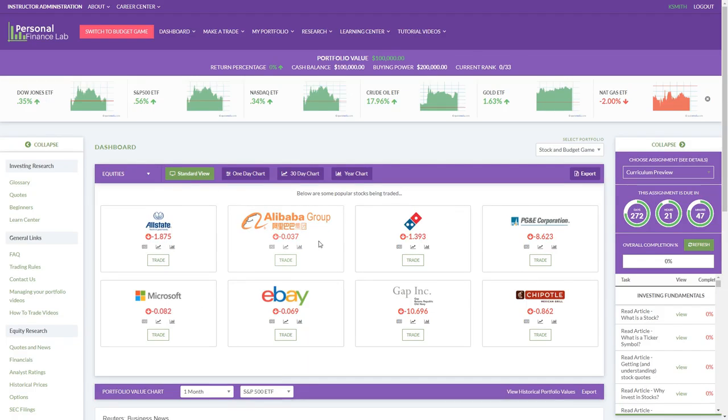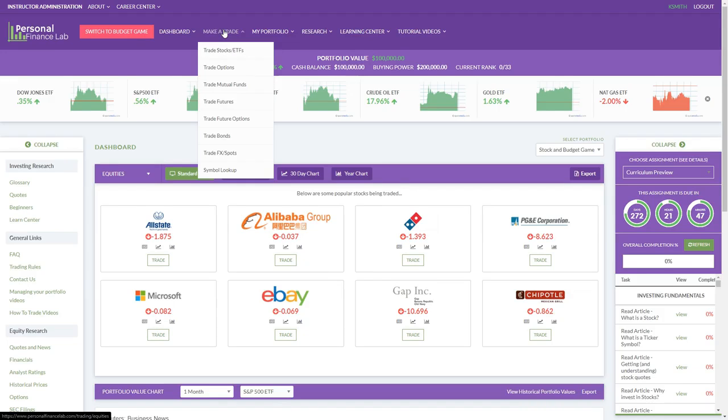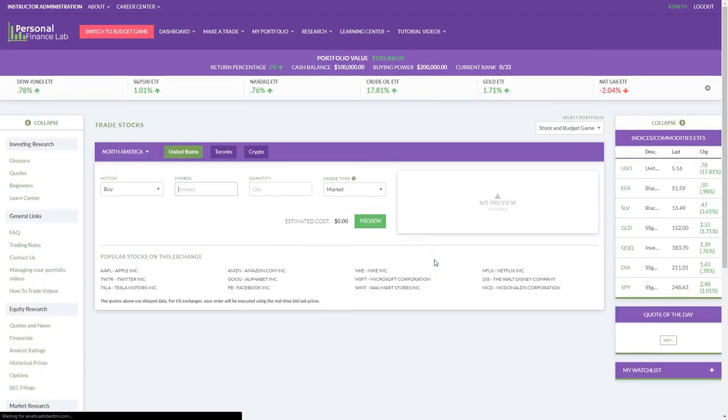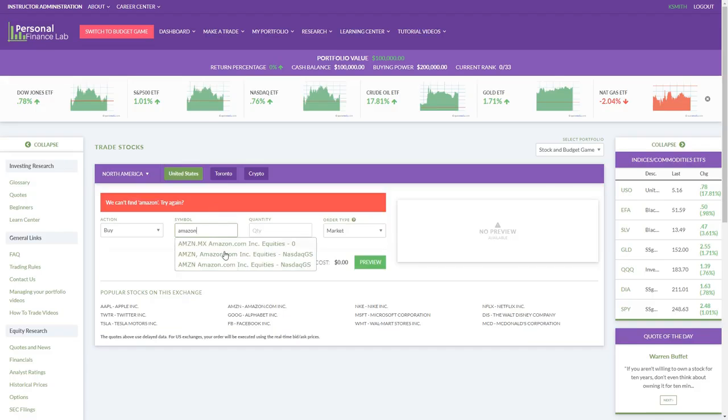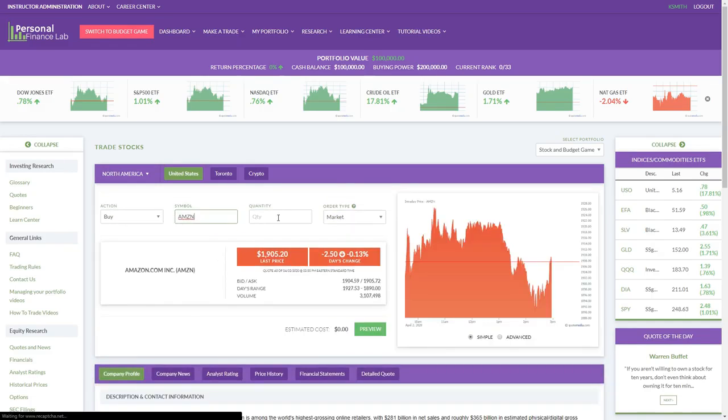So to make my first trade, I can either pick one of these, or I can go up to the top of the screen here and make a trade, which takes me to the trading page. We try to make things pretty easy for students. They can either start typing a company name, or they can enter the ticker symbol if they know it. It's up to them. So once they enter the ticker and they have it loaded, it'll show the company logo so they know they have the right one, what the price is, a chart showing its performance.